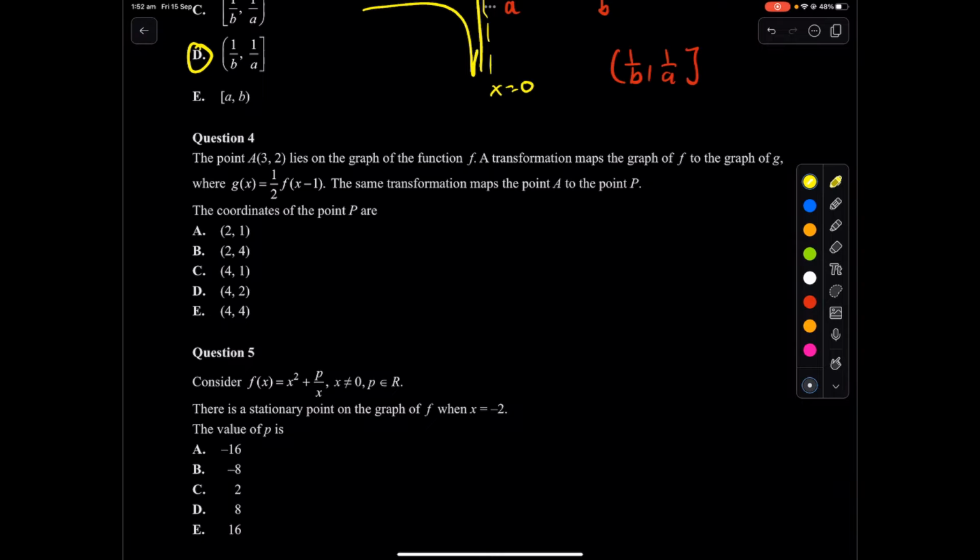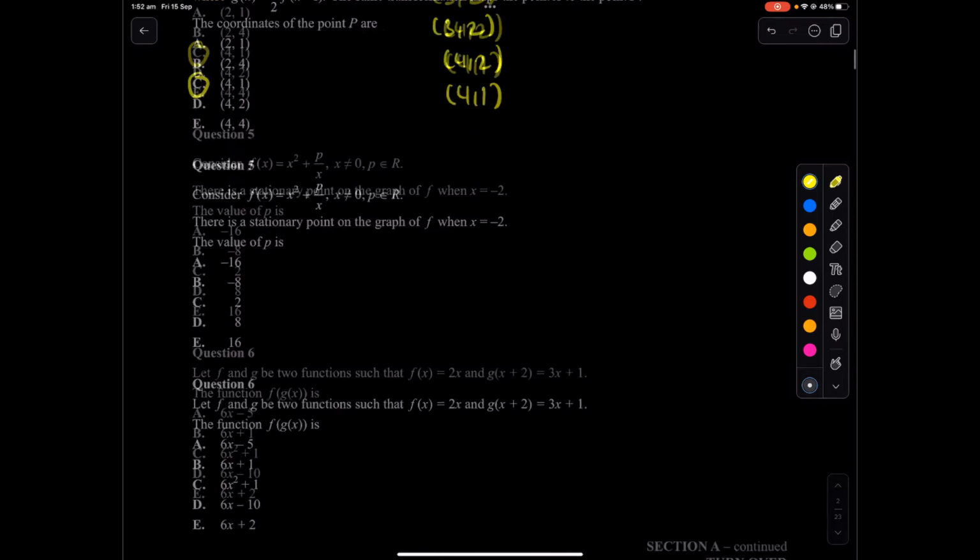The point 3, 2 lies on the graph of the function f. A transformation transforms the graph. Just when you see maps, just say transforms. So a transformation transforms the graph of f to the graph of g, where g of x is this. The same transformation transforms the point A to the point B. The coordinates of point A are what? Okay, so easy. So it's 3, 2. So we can see a translation to the right by 1 unit. So it means it'll be 4 on 2. And then there is a dilation by a factor of half parallel to the y-axis. So the y gets multiplied by the half, so it'll be 4 on 1, which means that question 4 is C.